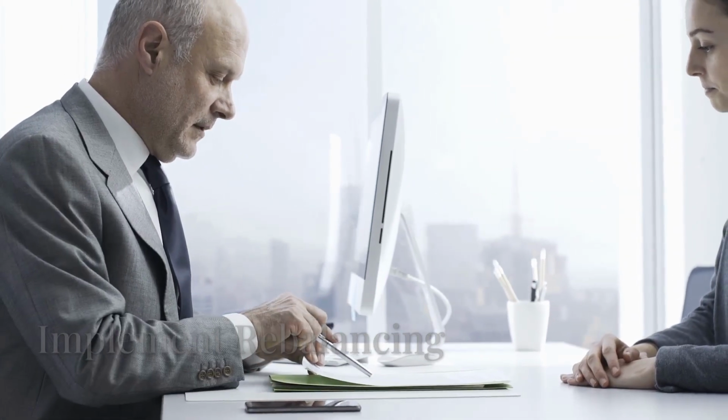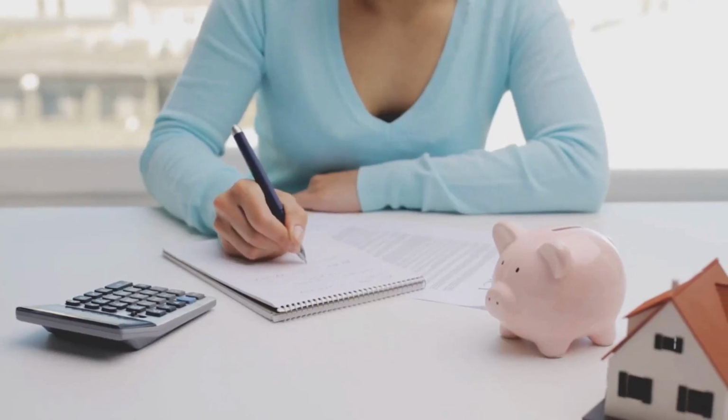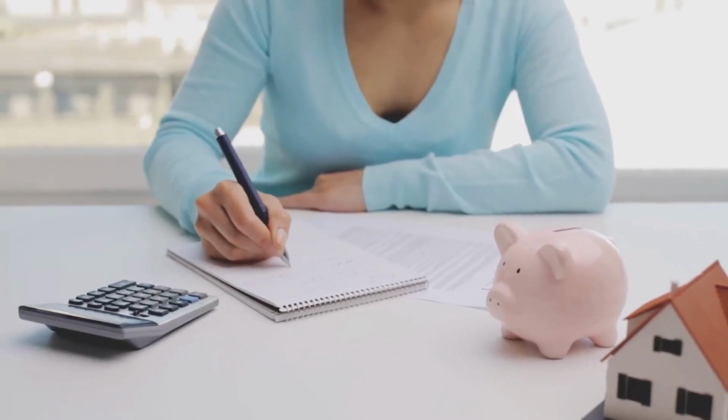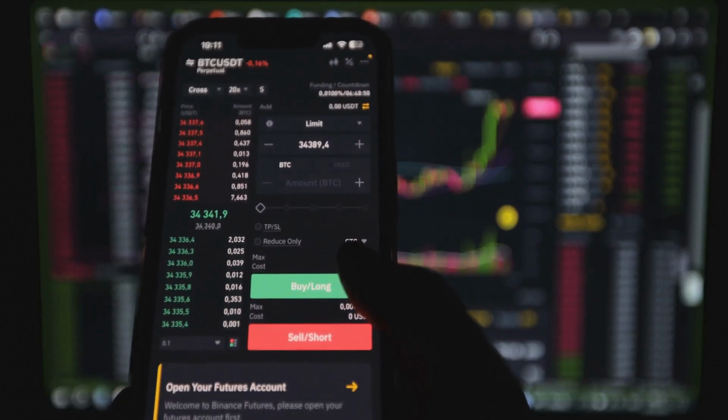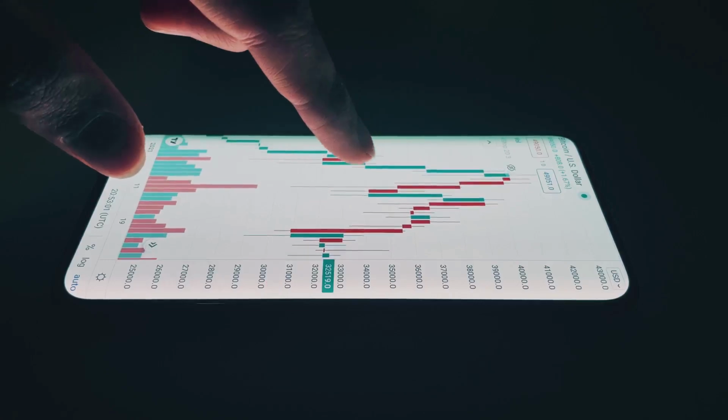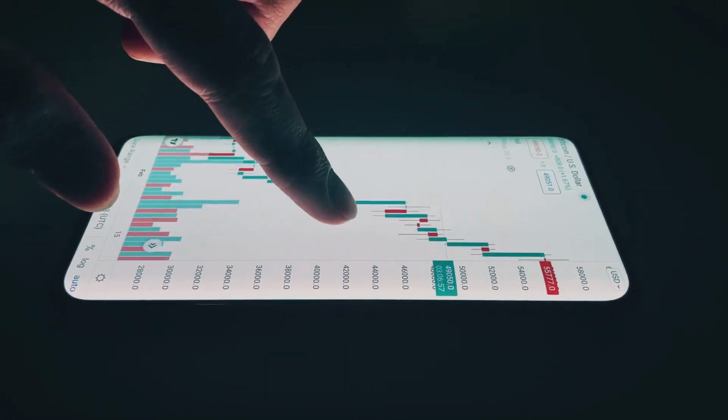So, let's talk about implementing rebalancing. You'll want to rebalance your portfolio quarterly, semi-annually, or maybe even just once a year to restore your target allocations. And it's a good idea to use rebalancing thresholds like plus or minus 5% to help you figure out when adjustments are actually necessary.